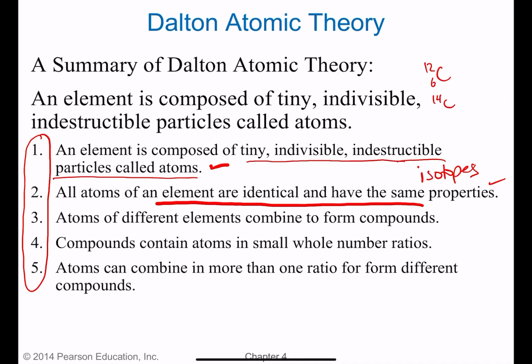Both of them have 6 protons. However, carbon-12 has 6 neutrons and carbon-14 has 8 neutrons. They're both still carbon, because they both have 6 protons in the nucleus. That's what defines them as carbon. But because they have a different number of neutrons, we call them isotopes.